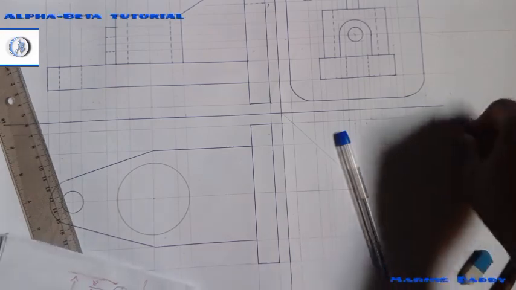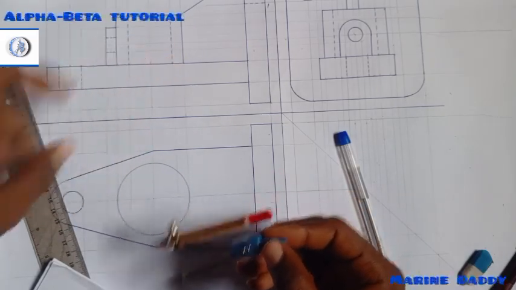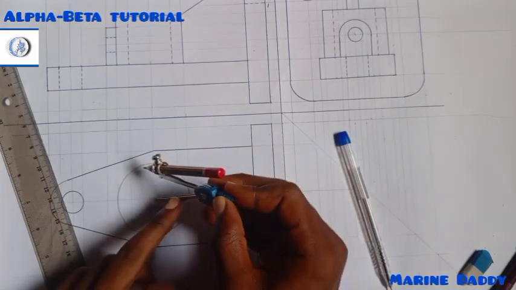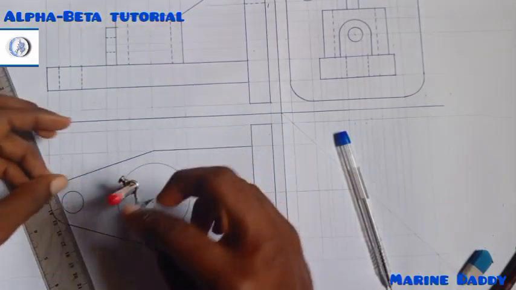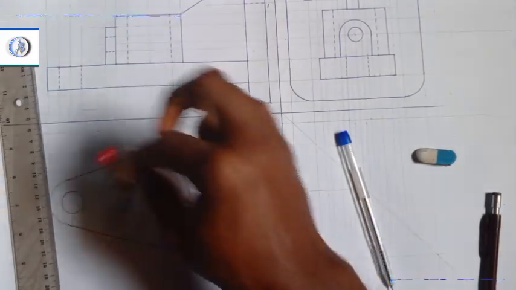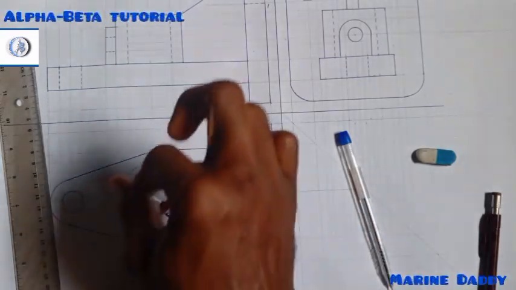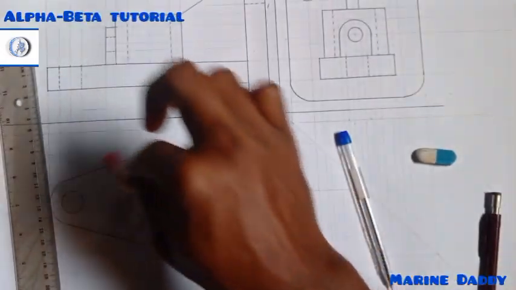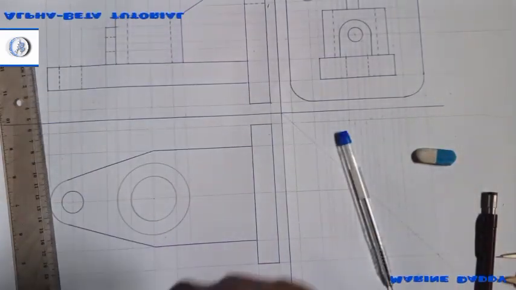Once I'm done with that, the other measurement, that's this side, this side is hidden from the front view, but from the plan I can see two circles there. So the other one, they said it has a diameter of 40 millimeters, so the radius is going to be 20. Alright, so I've done that part.